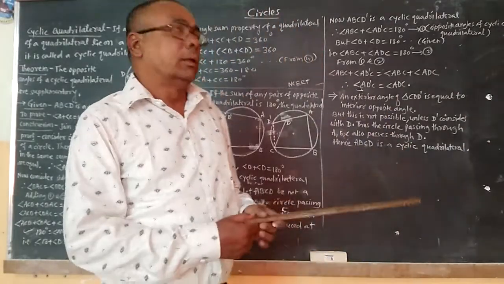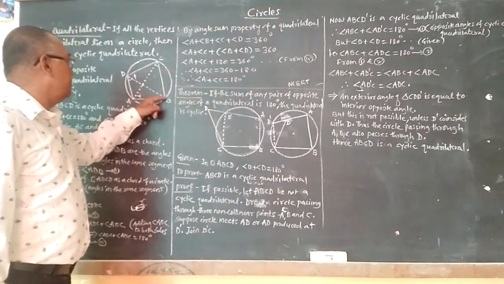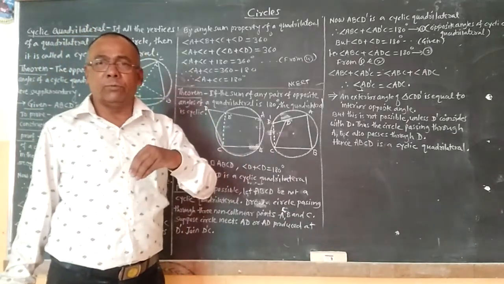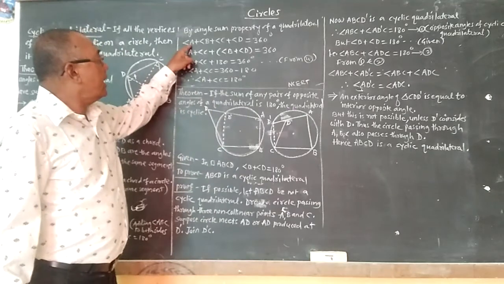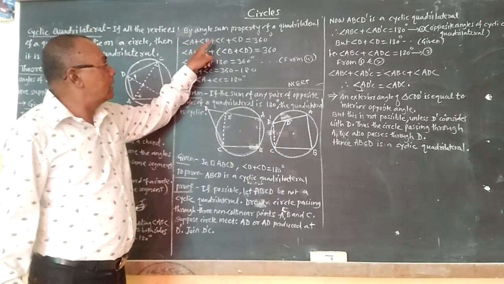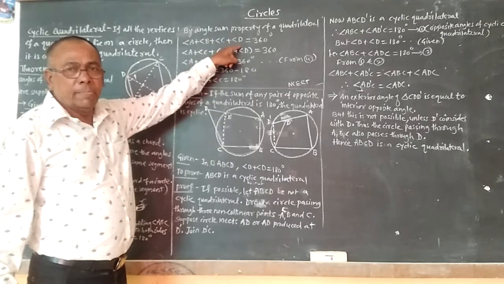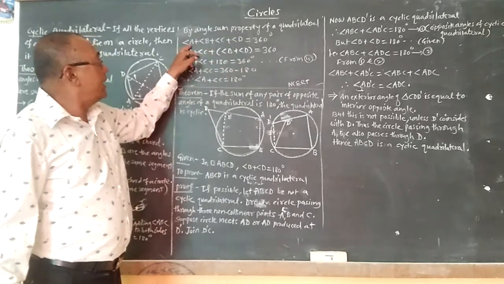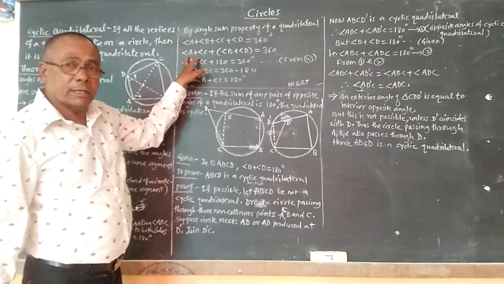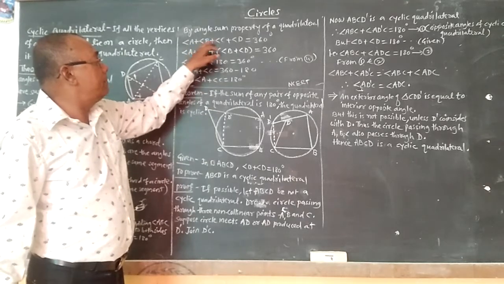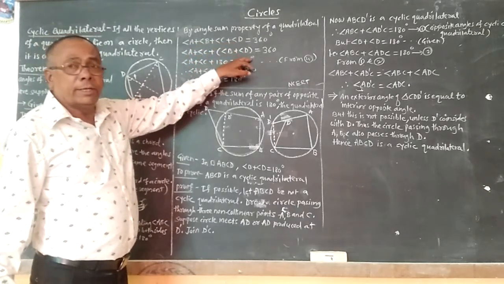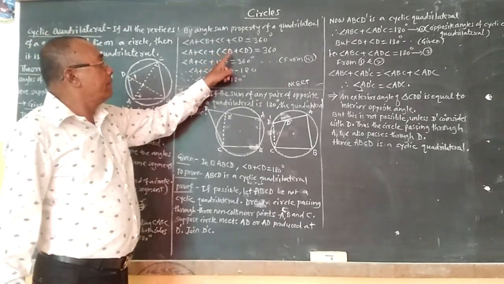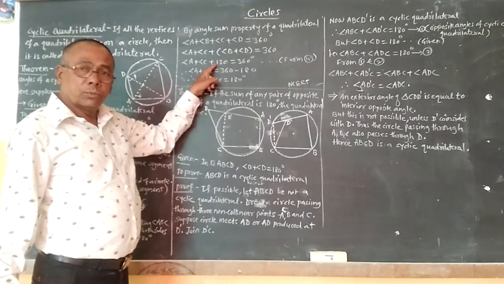Now if we consider the quadrilateral ABCD, by the angle sum property of the quadrilateral we can say that angle A plus angle B plus angle C plus angle D is equal to 360 degrees. Here I have taken angle A plus angle C, plus the remaining angles, angle B plus angle D, in the bracket. From equation 4 we know that angle B plus angle D is equal to 180 degrees.